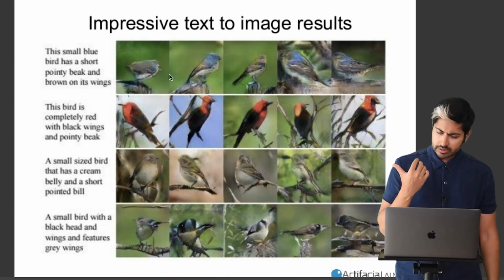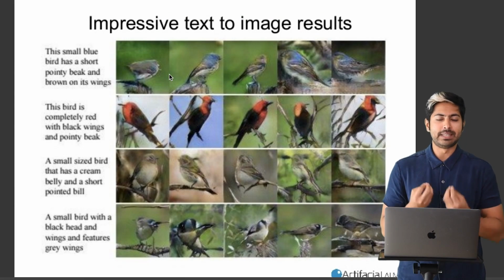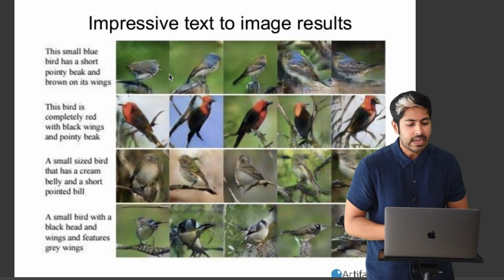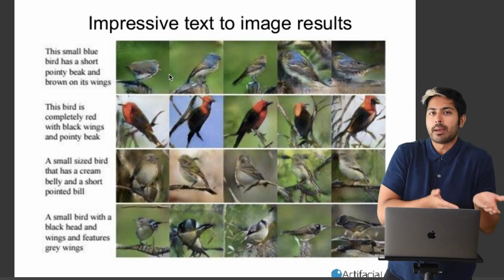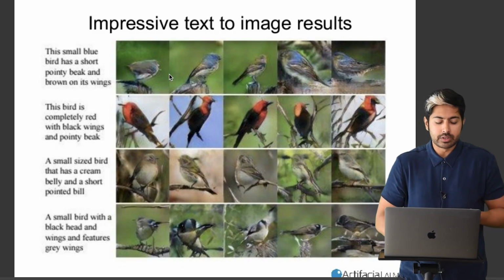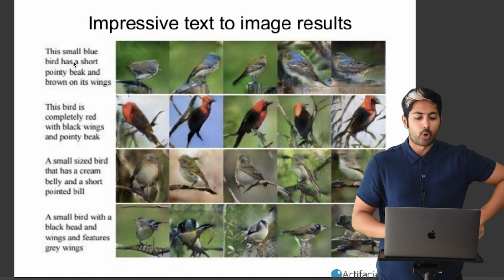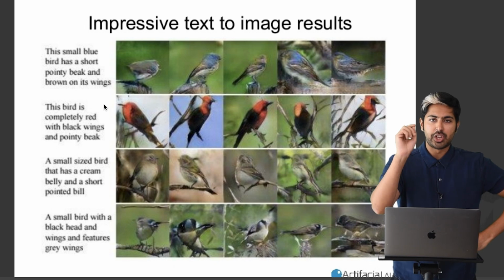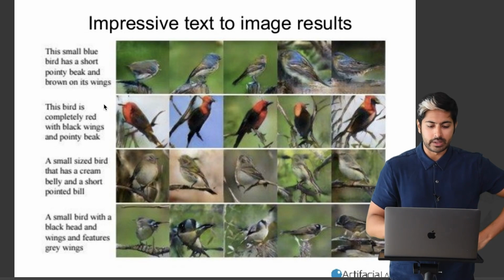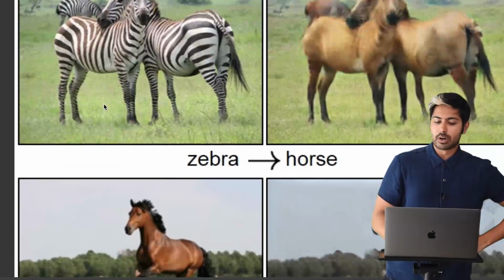Now, the other great thing about GANs is besides just generating new types of images, you can synthesize, you can convert one type of image, one type of data into another. So in this case, you can say, this small blue bird has a short pointy beak and brown on its wings. And from that text, you can generate an image, which is wonderful. That's amazing. You can turn zebras into horses.